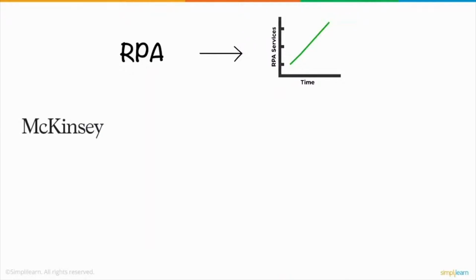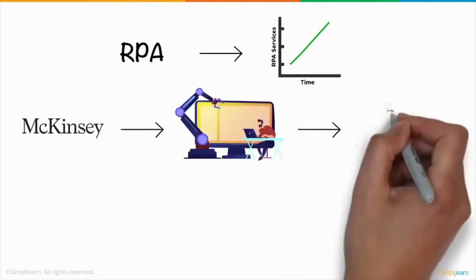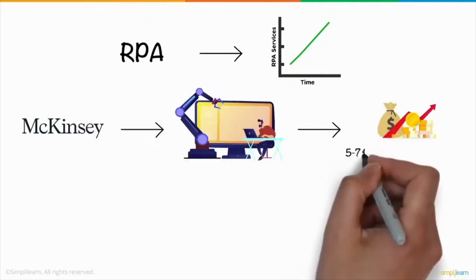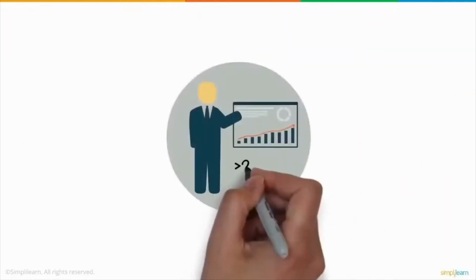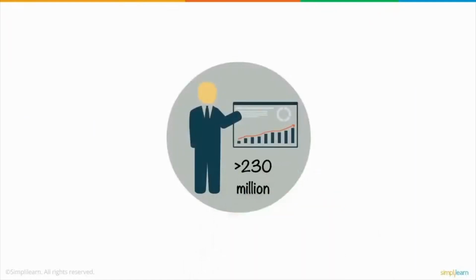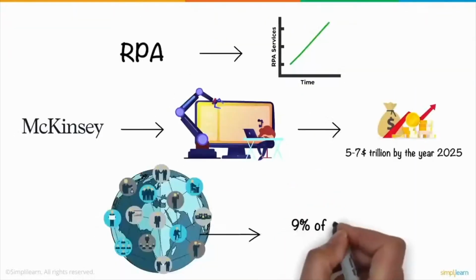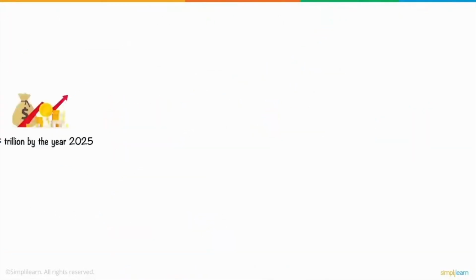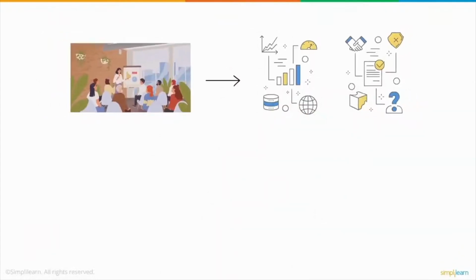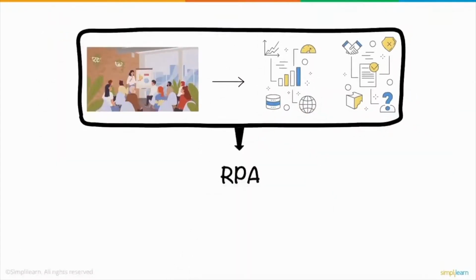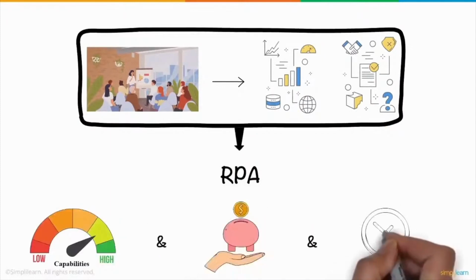According to McKinsey's research, knowledge and work automation could have an economic impact of $5 to $7 trillion by the year 2025. It will impact more than 230 million knowledge workers, which constitute 9% of the global workforce. Any company which is labor-intensive, where people are performing high-volume, high-transaction functions, stands to benefit the most with RPA adoption, boosting their capabilities and saving money and time.